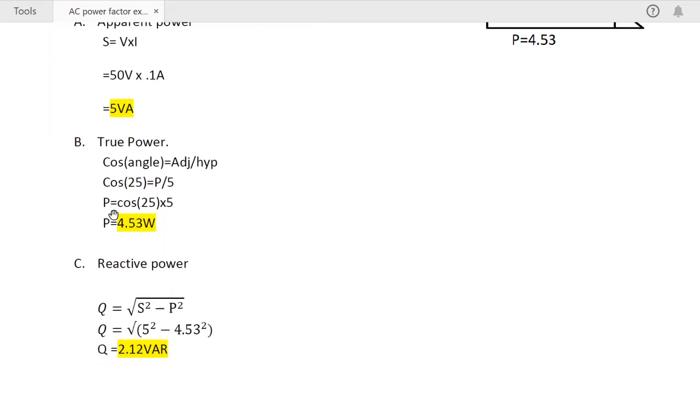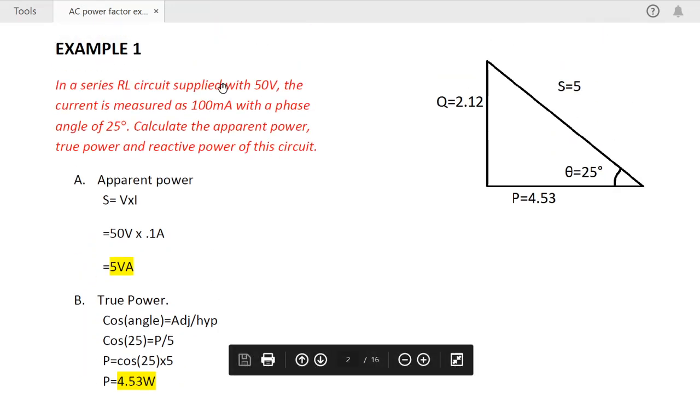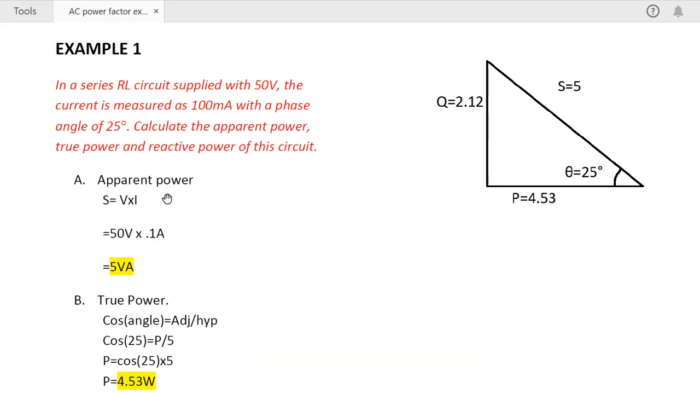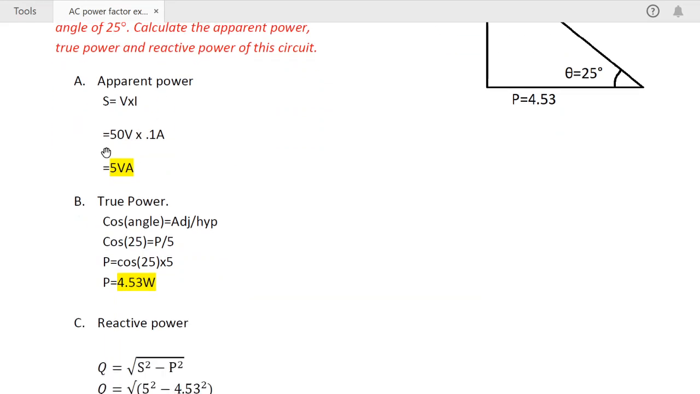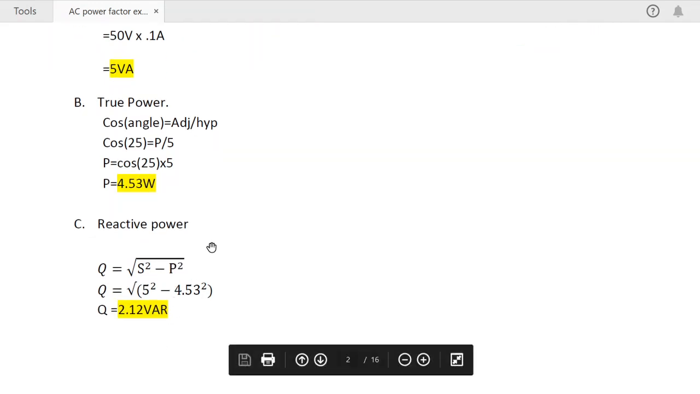So we've got our three answers there. As we go through this document, you'll also notice that I've highlighted each place where it's asked us for an answer in the question. I've highlighted that answer as we go through. So we've got apparent power, true power, reactive power: 5 volt amps, 4.53 watts, 2.12 VAR.